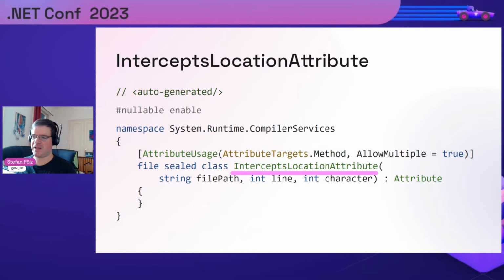So it's just a regular attribute that has 3 parameters: the file path as a string, a line, and a character. And this is really the location of the source code that we want to intercept, that we want to reroute this method invocation from. I declared this here as a file type because source generators now have to emit this type in order to produce interceptors. If multiple interceptors create the same type in the same namespace, System.Runtime.CompilerServices, this could cause type ambiguities. So it's best to use a C# 11 file-local type, and emit the attribute alongside the source code that you generate.